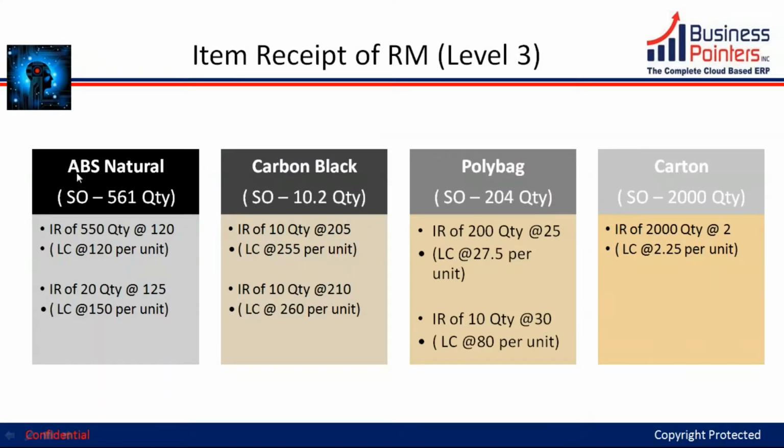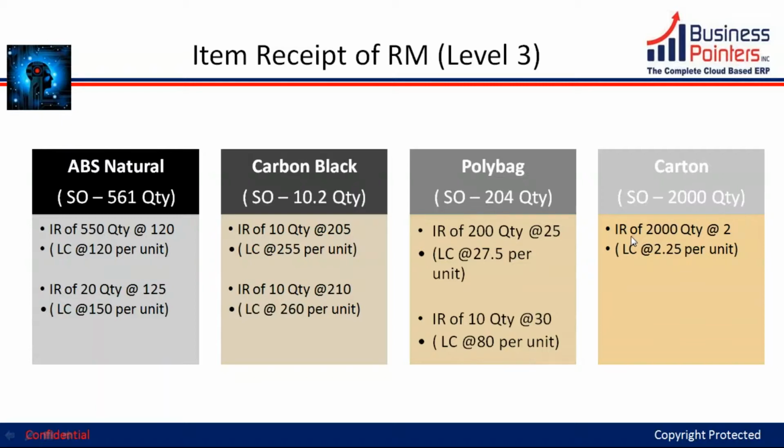Now over here we have ABS natural, which are four raw materials. Again, we see an item receipt of 550 quantity at 120, landed cost at 120 per unit, and an item receipt of 20 quantity at 125, landed cost at 150 per unit. Again, we have the carbon black: item receipt of 10 quantity at 205, landed cost at 255 per unit, and item receipt of 10 quantity at 210, landed cost at 260 per unit. Same way, an item receipt of 200 quantity at 25, landed cost at 27.5 per unit, and an item receipt of 10 quantity at 30, landed cost at 80 per unit.